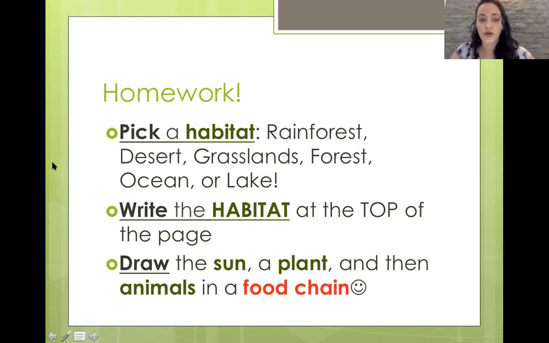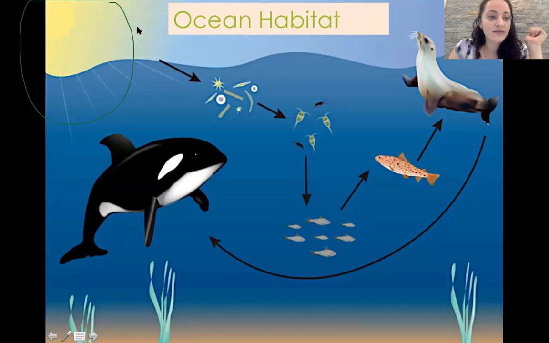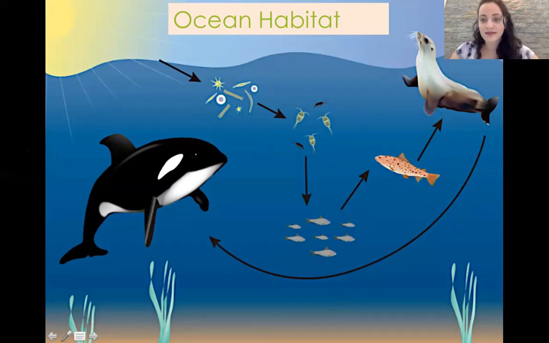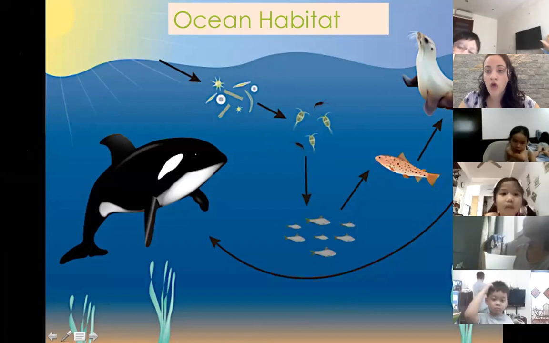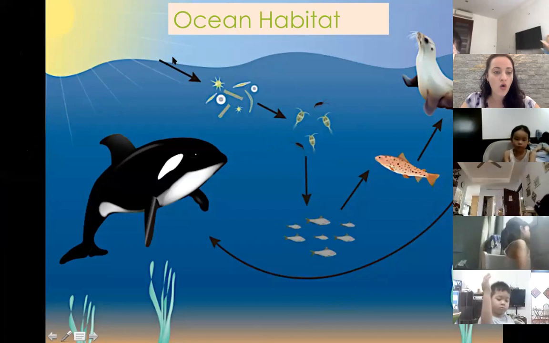So here's an example. 1, pick a habitat. I pick the ocean. 2, write the habitat. I wrote ocean habitat at the top. 3, draw the sun, plants, and animals in a food chain. Are there any questions about homework? Raise your hand in your video if you have a question about homework.